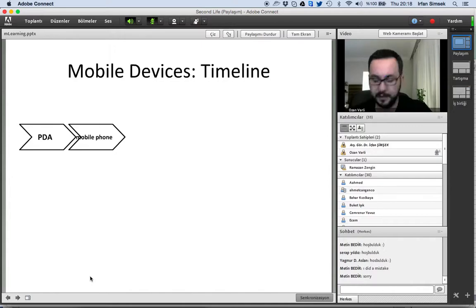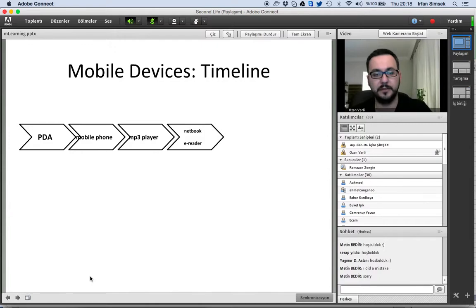After that, mobile phones followed. And then we had MP3 players that were quite personal again. We started listening to podcasts and everything. And then we had netbooks, smaller than notebooks, which made them more mobile. And e-readers, they're still popular these days. And after that, we had tablets. And now we're heading to wearable devices.